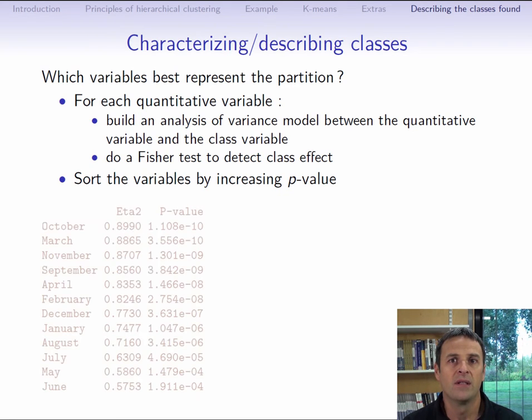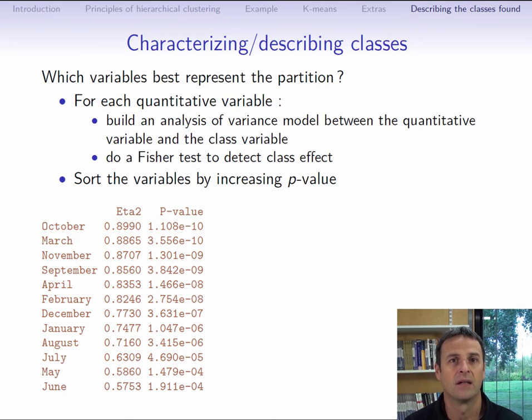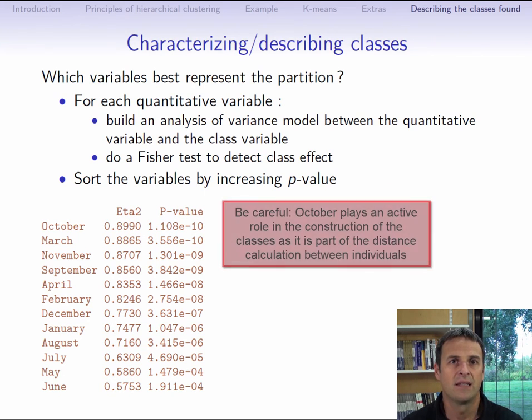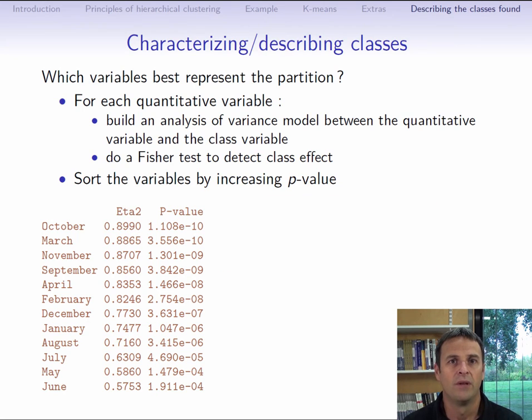In our example, we see that the variable that best characterizes the classes is October. It has the smallest p-value and best separates the classes. But be careful, remember that like when we described the dimensions in PCA, we have to use these tests wisely because the October variable plays an active role in the construction of the classes as it's part of the distance calculations between individuals. To be rigorous, only the p-values associated with the supplementary variables of north, south, east, west can be legally interpreted in the usual way.